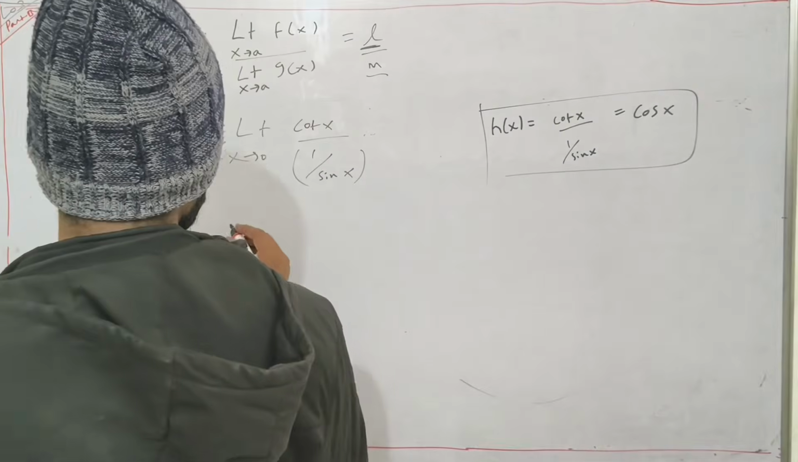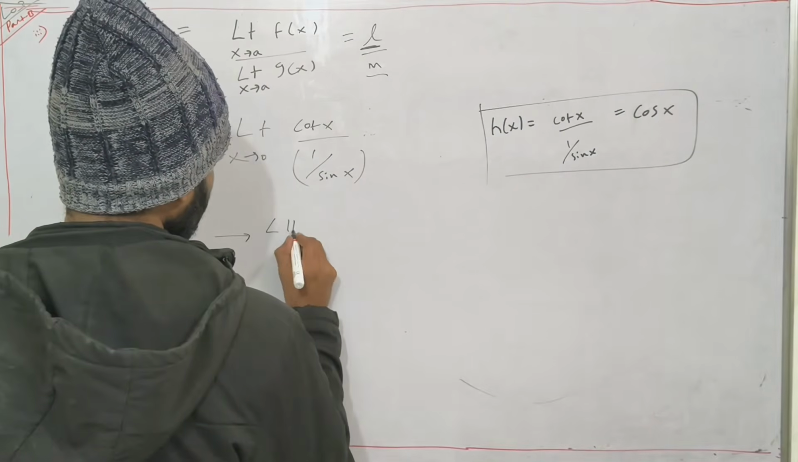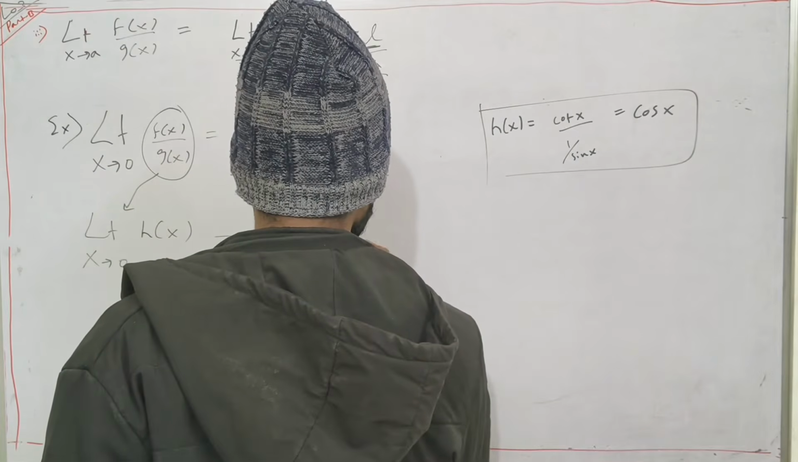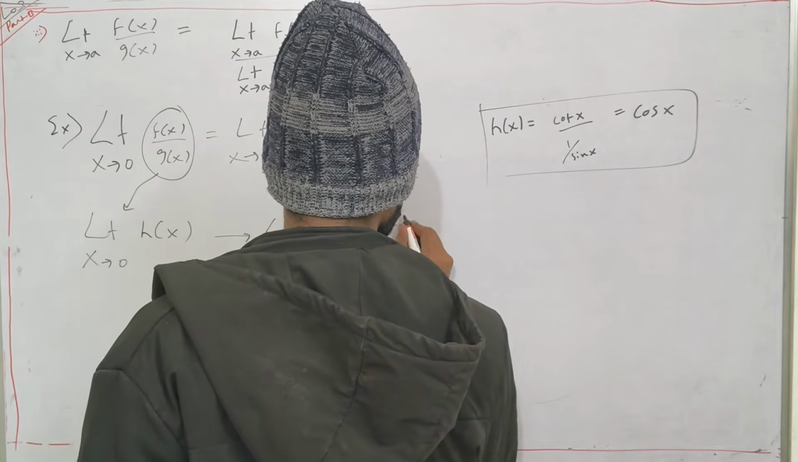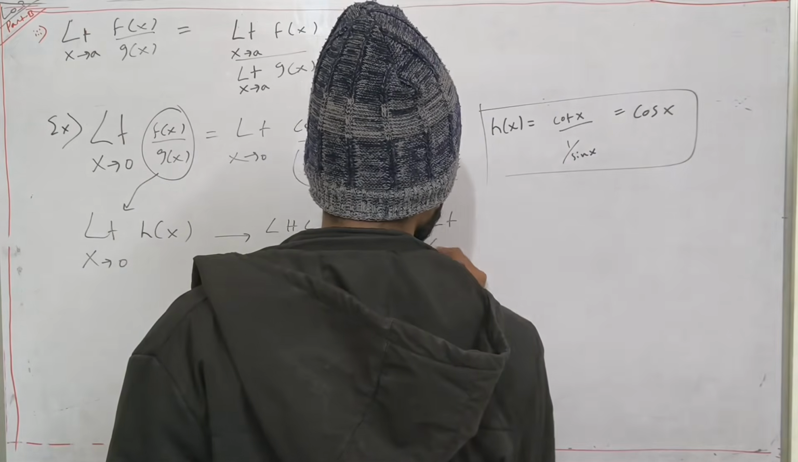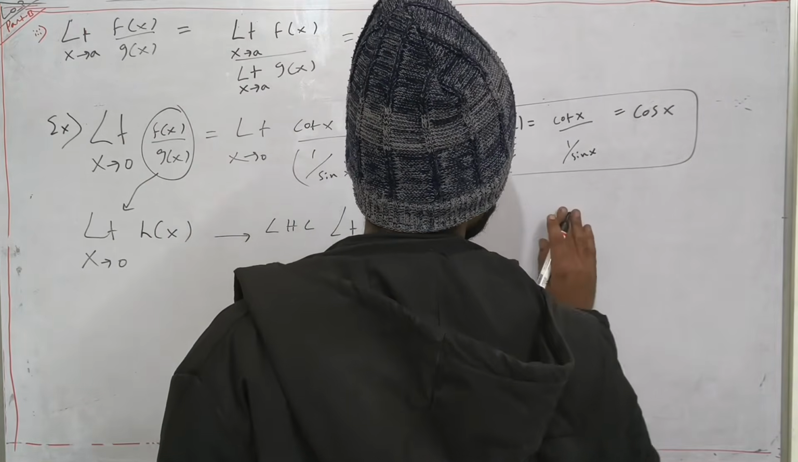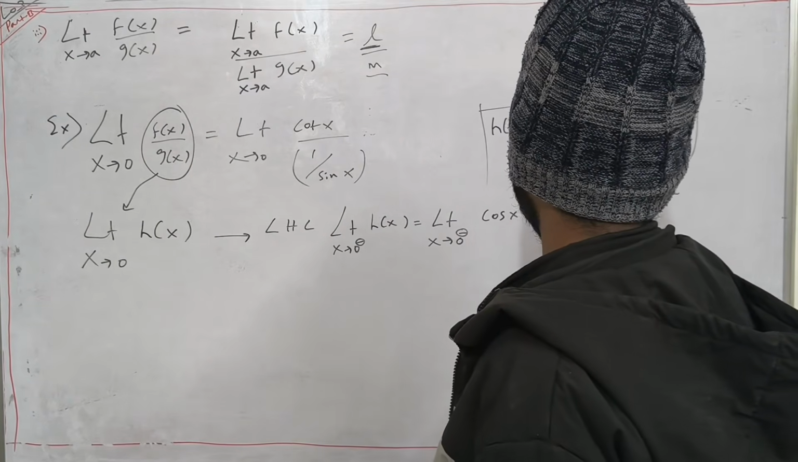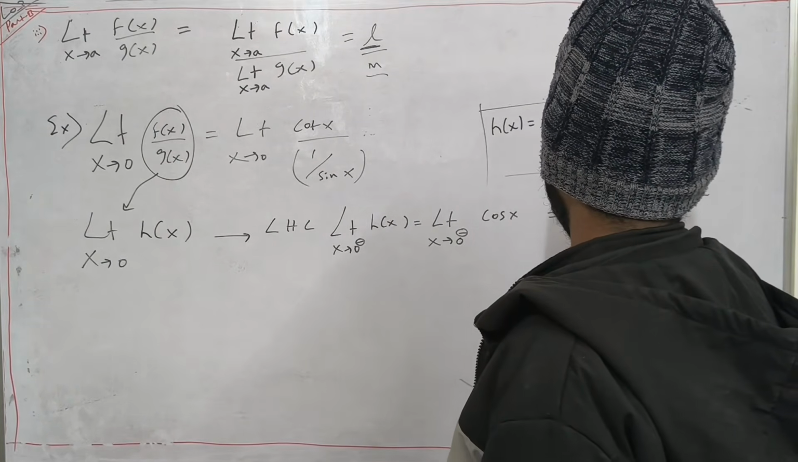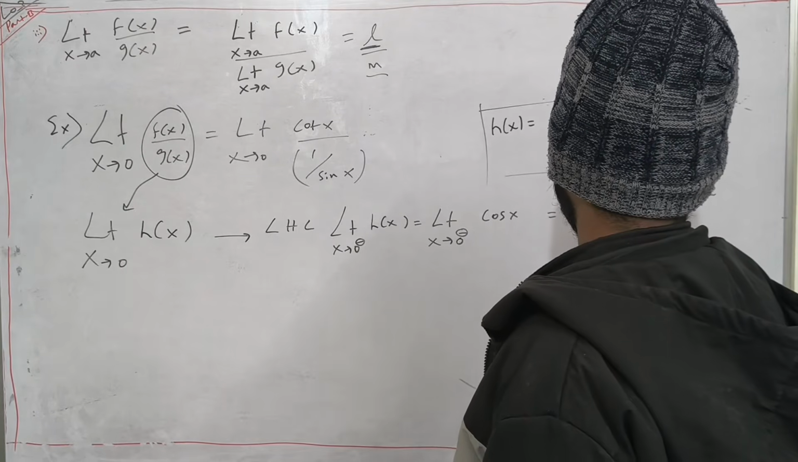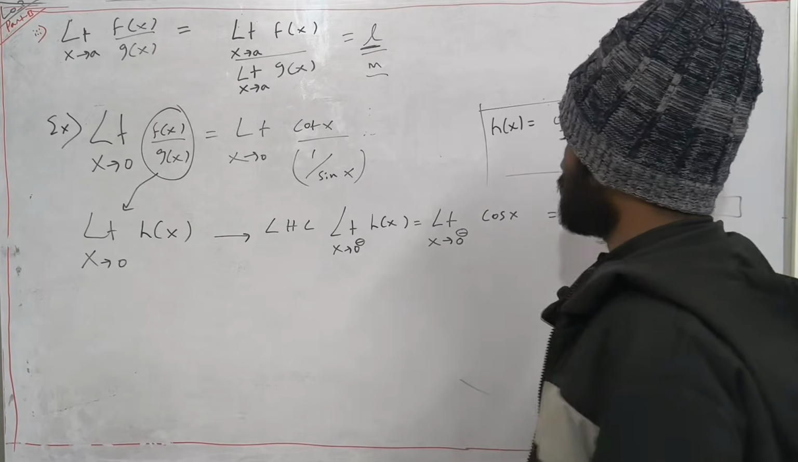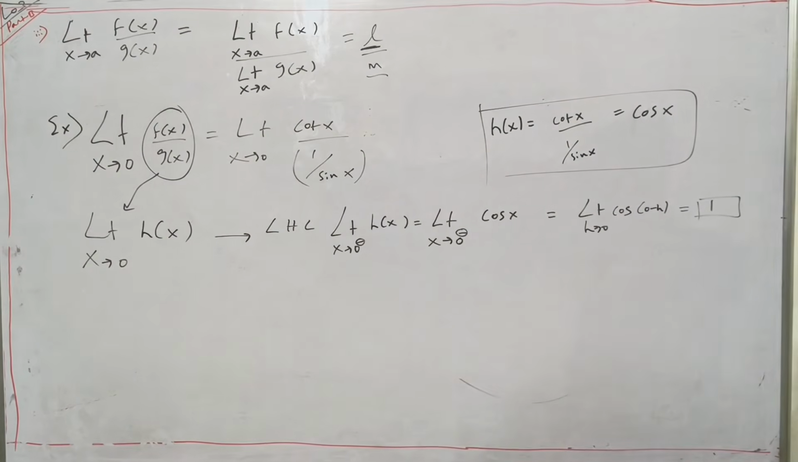So the left hand limit equals limit x tends to 0 minus of h of x, which equals limit x tends to 0 minus of cos x, equals limit h tends to 0 of cos of 0 minus h. This is equal to +1. Do you understand?